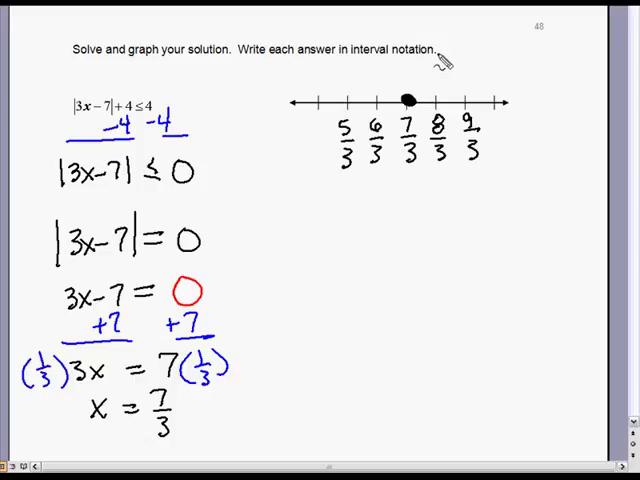Now if we're going to write this in interval notation, this is downright silly. But the way we do it is to say that it starts at 7/3 and it ends at 7/3, and that's it.